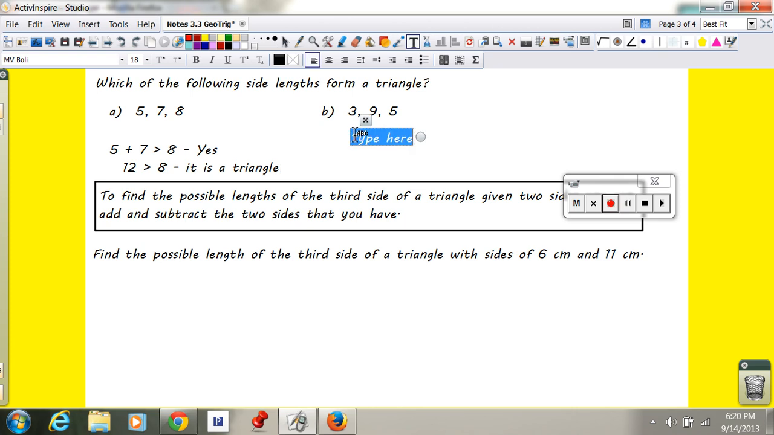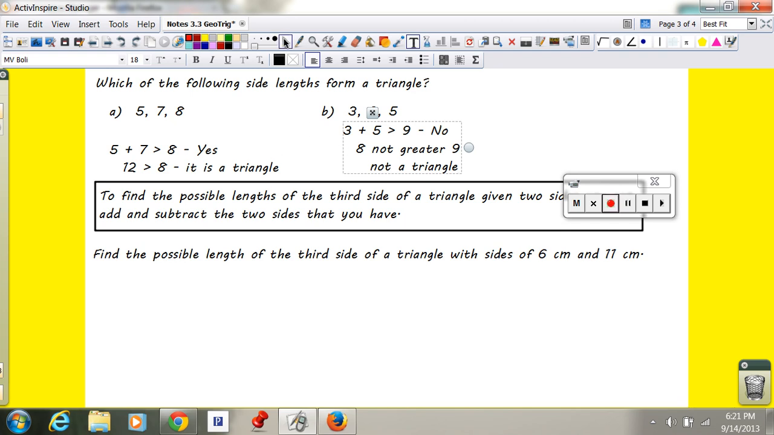What about this one? Take my smallest two sides, 3 plus 5. You don't have to go in order. I don't have to do 3 plus 9 first just because 3 and 9 are listed first. I can take my smallest two sides, 3 plus 5, and that has to be greater than 9. In this case, your answer is a resounding no. 3 plus 5 is 8, and 8 is not greater than 9. So that would not be a triangle. So A could be made into a triangle, B could not.